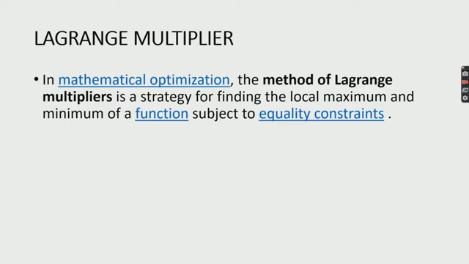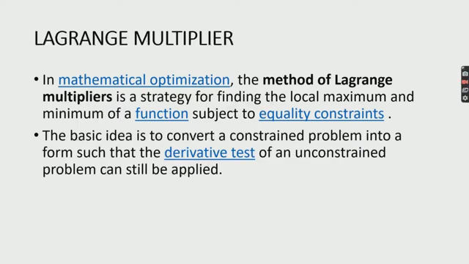We should understand that in mathematical optimization, the method of Lagrange multipliers is a strategy for finding the local maximum and minimum of a function, subject to equality constraint. Now, the best idea is to convert a constraint problem into a form such that the derivative test of an unconstrained problem can still be applied. I know you cannot understand this yet, but you will understand when we start doing the calculations.